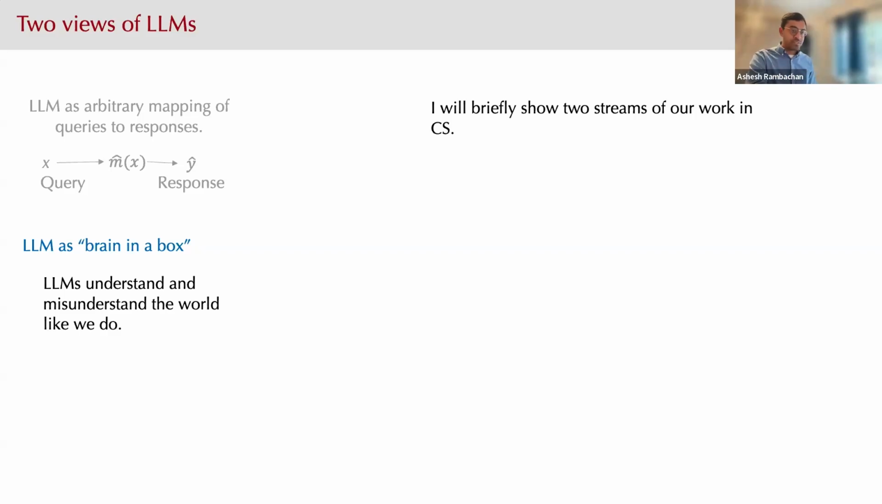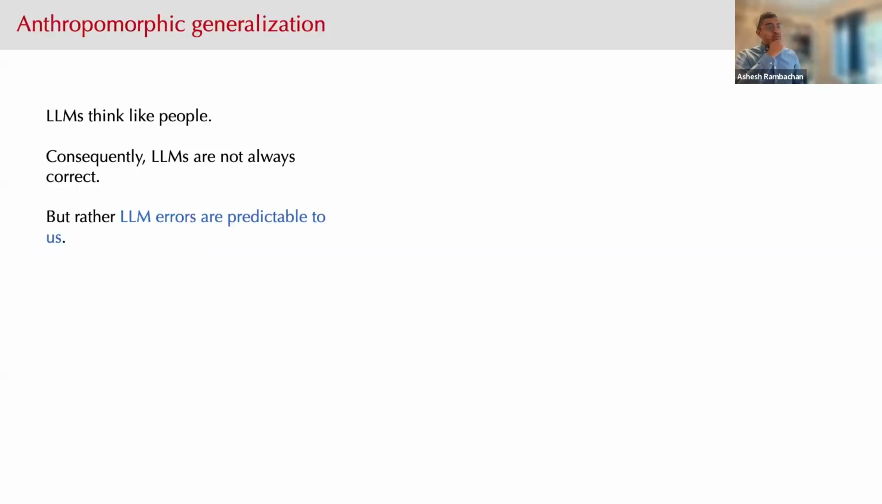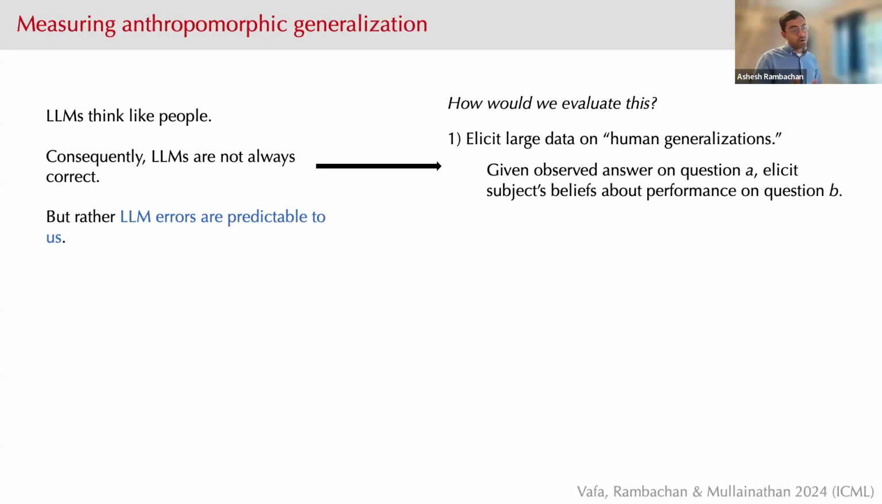But these are fantastic questions, and they're previewing a lot of stuff that I hope will come soon. So let me just talk through this first paper, where one view of large language models is that they think like people. Consequently, even if they're not always correct, their errors are going to be predictable to us ex ante. So in some work with Keyon Vafa, who's on the job market in computer science this year, and Sendhil Mullainathan, we set out to evaluate exactly this, what we call anthropomorphic generalization of large language models.